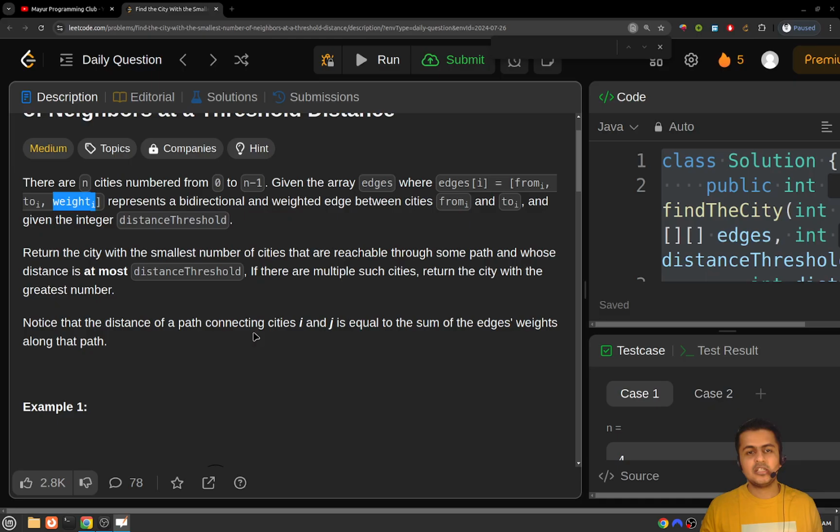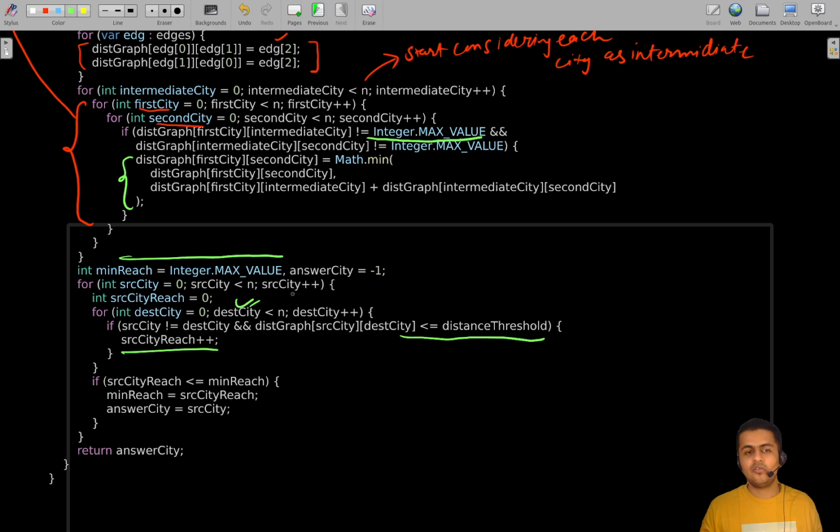And for the condition that when two cities have the same number of connected cities within the threshold, we should be considering the greater one. This will be automatically taken care of when we go from 0 to n, because we will be going from the lower number to the higher number. And because of this equality check also, we will for sure be storing the larger city as our answer city in that kind of scenario. Okay, and then we will be returning our answer city.